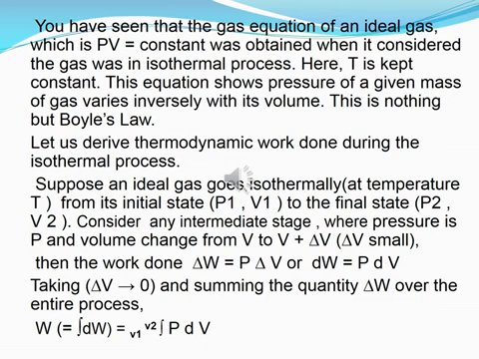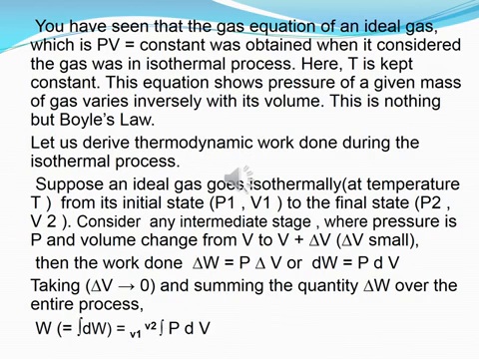Let us derive thermodynamic work done during the isothermal process. Suppose an ideal gas goes isothermally, which is at temperature T, from its initial state P1 V1 to the final state P2 V2. Consider any intermediate stage where pressure is P and volume changes from V to V plus delta V, where delta V is too small. Then what should be the work done?